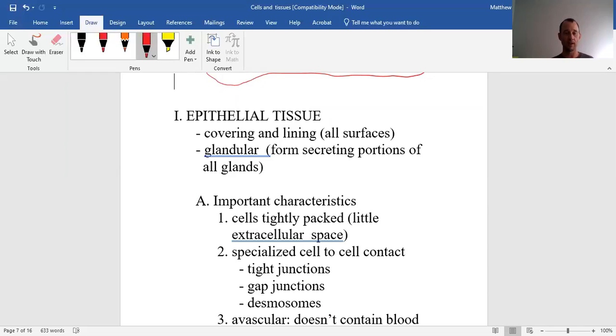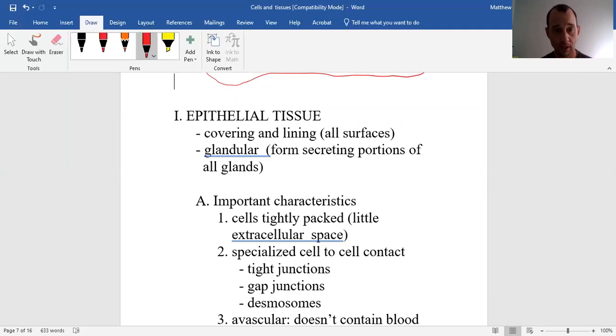In addition, all of the glands of your body are derived from epithelial tissue. So any gland, whether it's an exocrine, that would be an external, or endocrine, is a type of epithelial tissue. So where you'll see this again is when I do the integumentary, for example, a sweat gland, an oil gland, all right?